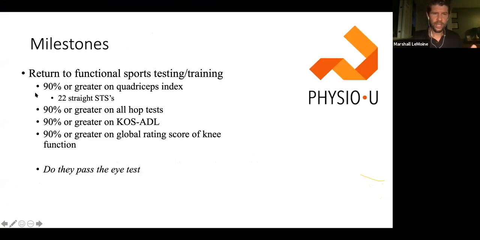Right. So this is where we return to sport, right? If they're going to return to these functional tests and training, we want 90% or greater on quads, right? There's a study that looked at what that looks like functionally, clinically, and it was 22 straight, so 22 in a row, single limb sit to stands. What they did is they measured the table height to make it pretty systematic across participants. The knee angle had to be at 90 degrees, right? They had their hands behind their back, right? And they had a wall where they couldn't lean back against it.